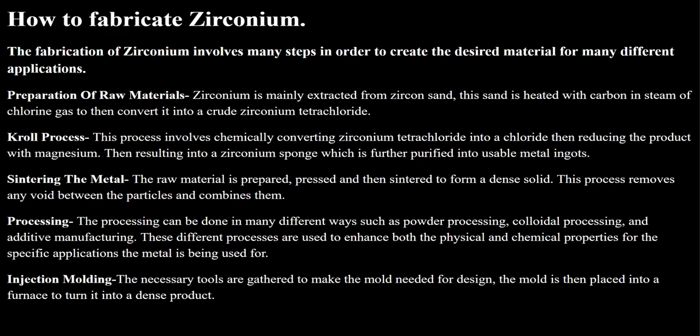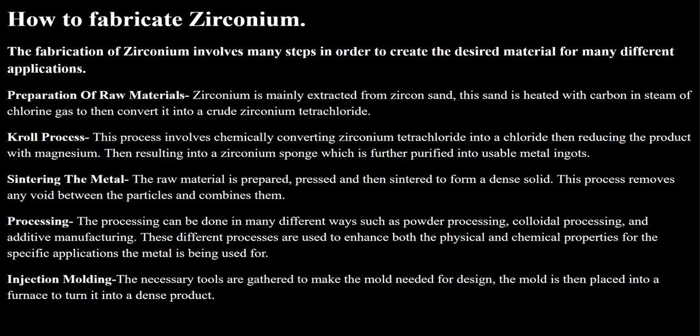Sintering the metal. The raw material is prepared, pressed, then sintered to form a dense solid. This process removes any void between the particles and combines them. Processing. The processing can be done in many different ways, such as powder processing, collegial processing, and additive manufacturing. These different processes are used to enhance both the physical and chemical properties for the specific application the metal is being used for.